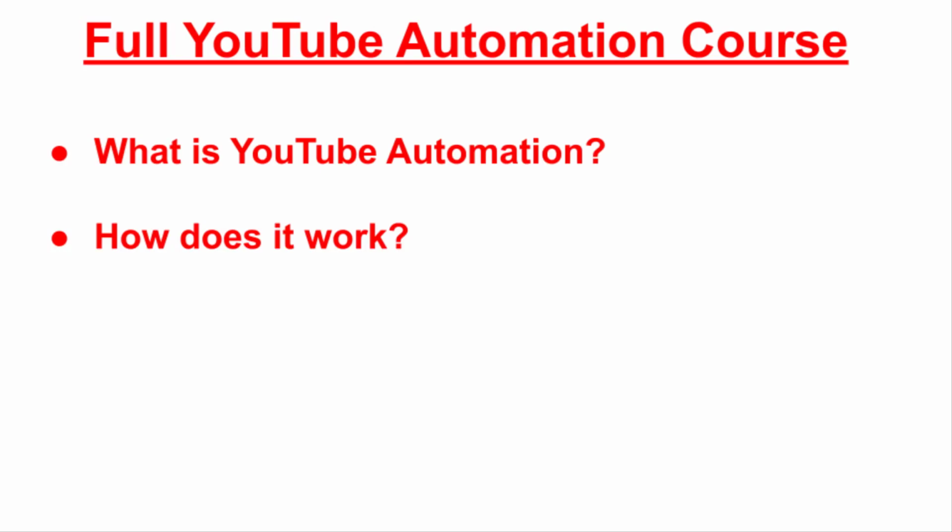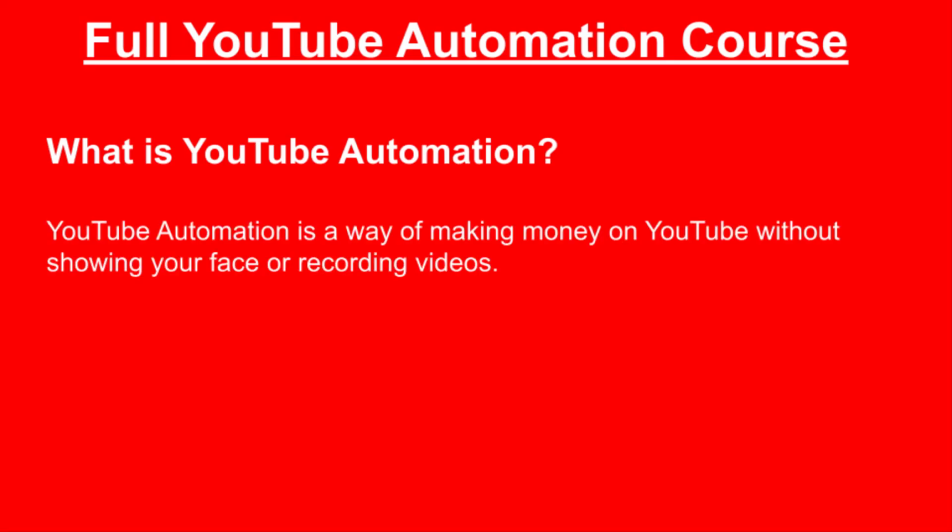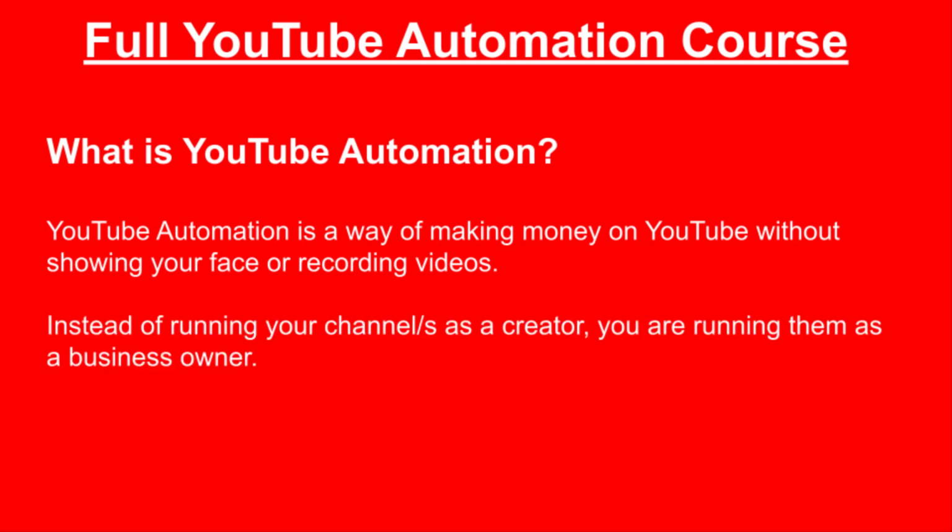Now let's talk about what YouTube automation actually is and how it actually works. So first of all, YouTube automation is a way of making money on YouTube but without showing your face or recording any videos. So instead of running your YouTube channels as a creator, like for example Mr. Beast or Logan Paul or PewDiePie, you are running those YouTube channels as a business owner, which means you will be able to scale a lot easier and faster.